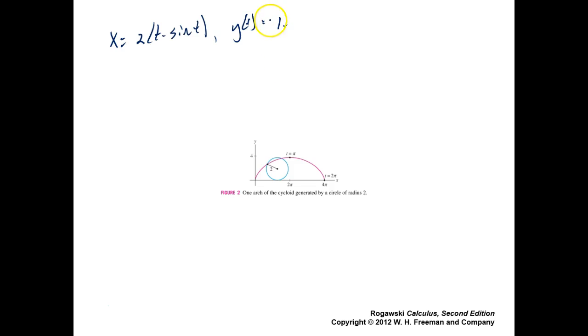Two times 1 minus cosine t, I thought it was. Okay. Those are the equations for the cycloid. And of course, when t is equal to pi, how far have you traveled? 2 pi minus sine of pi, which is 0. So that's why your x is 2 pi here.